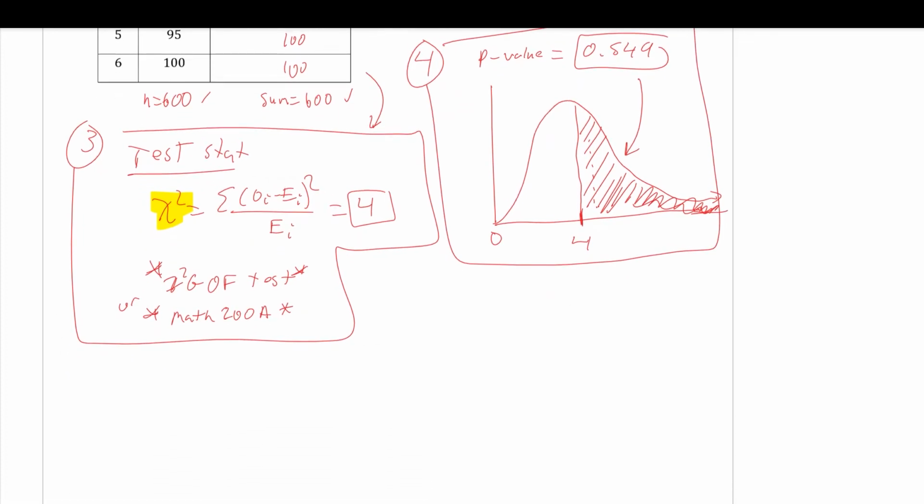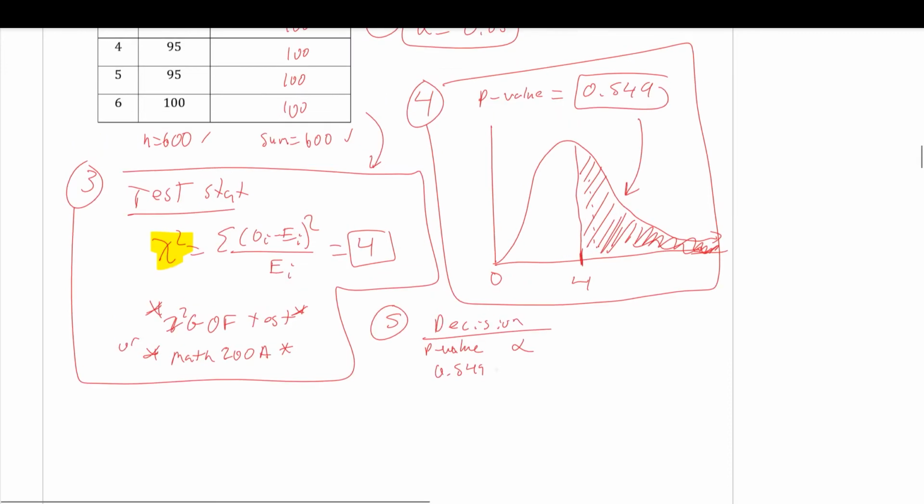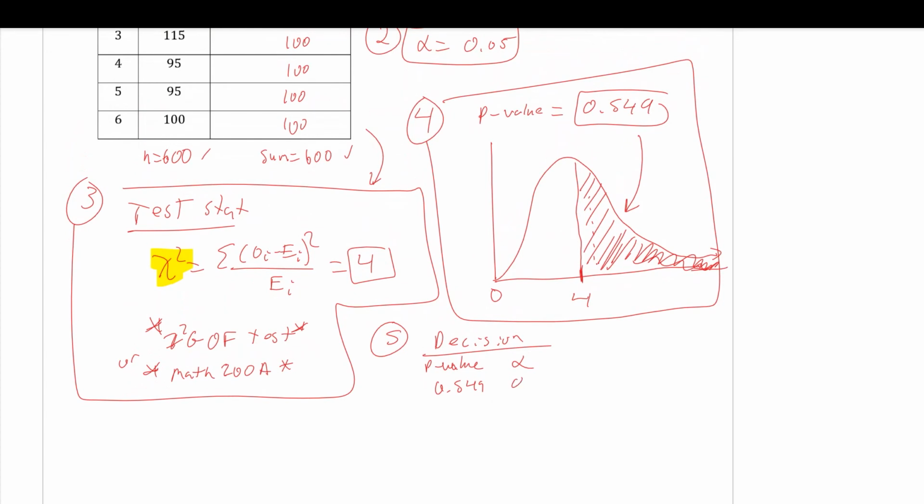Step 5 is that we make our decision. The decision is made by comparing your p-value to your significance level. Again, the p-value is 0.549. The significance level, I believe, was 0.05, and the p-value is definitely greater. So we're going to fail to reject the null hypothesis.